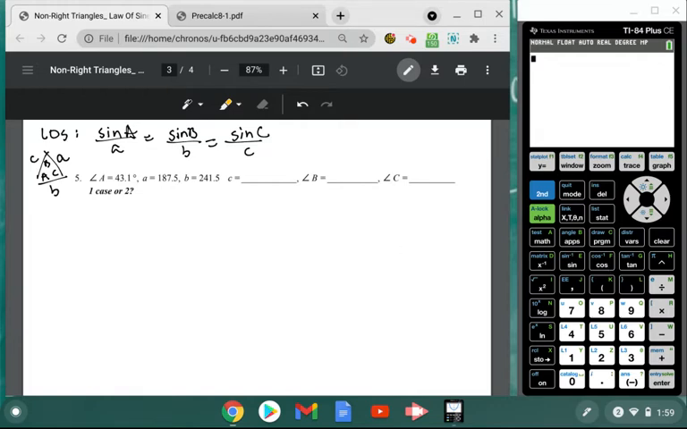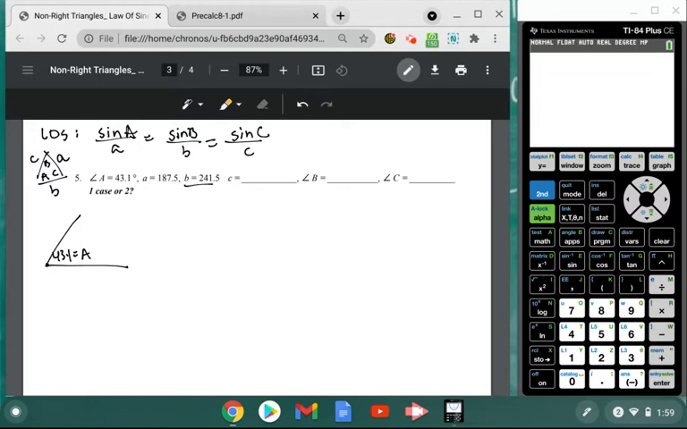But what we want to do is number 5 here. So number 5, I have an angle of 43.1 degrees. I'm going to go ahead and just drop down an angle that's about 43.1. So 43.1 is equal to A. Opposite is going to be 187.5.